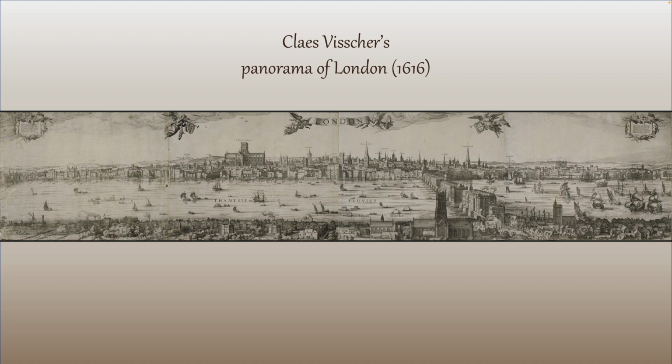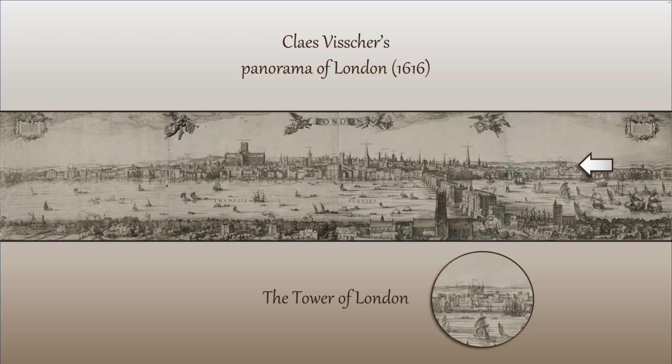So here is a very famous engraving, a panorama of London in 1616. This was the year that Shakespeare died, but this gives us a really good idea of what London looked like during the Elizabethan and Jacobean periods. I'll point out just a few of the interesting structures here. Over on the right is the Tower of London, which, that building with the four cupolas on the corner towers, that building still stands today.